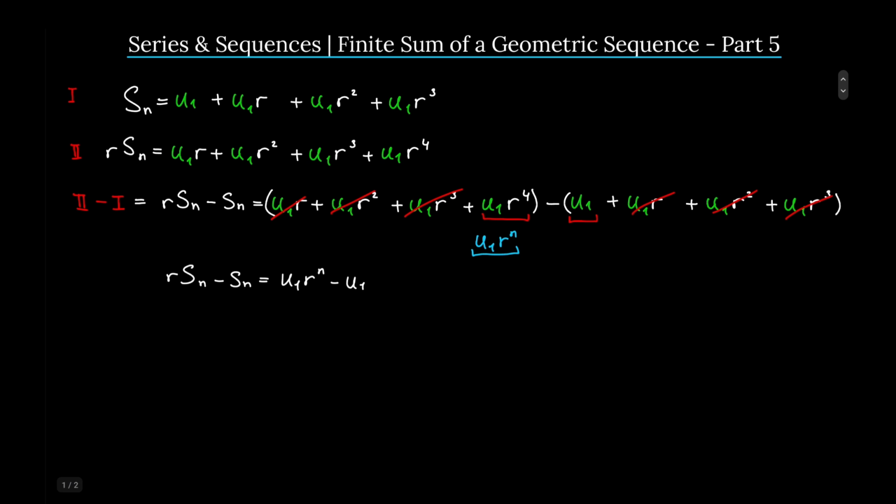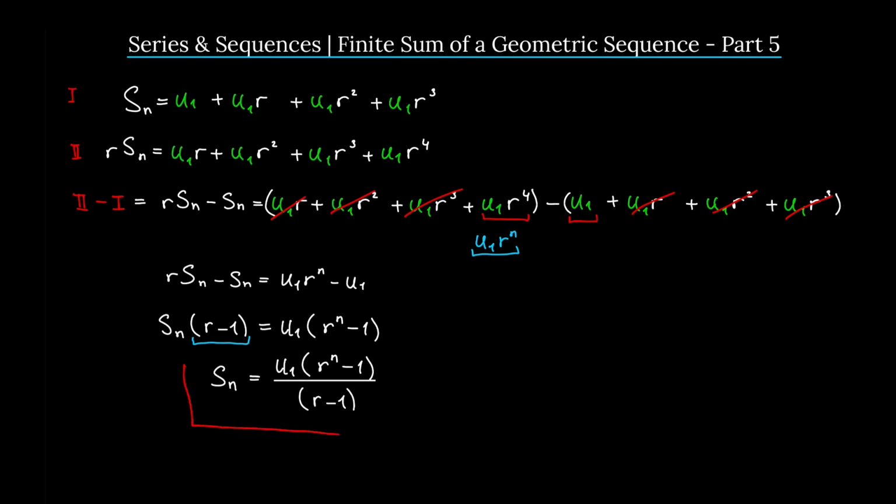What we can do next is factor out like terms. On the left-hand side, we can factor out Sn and we get r minus 1. On the right-hand side, we can factor out u1, and in the parentheses, we have r raised to the power of n minus 1. Finally, I can divide both sides by the r minus 1 term, which gives me Sn is equal to this formula right here. And this is the general formula for the sum of a geometric sequence with finite terms.